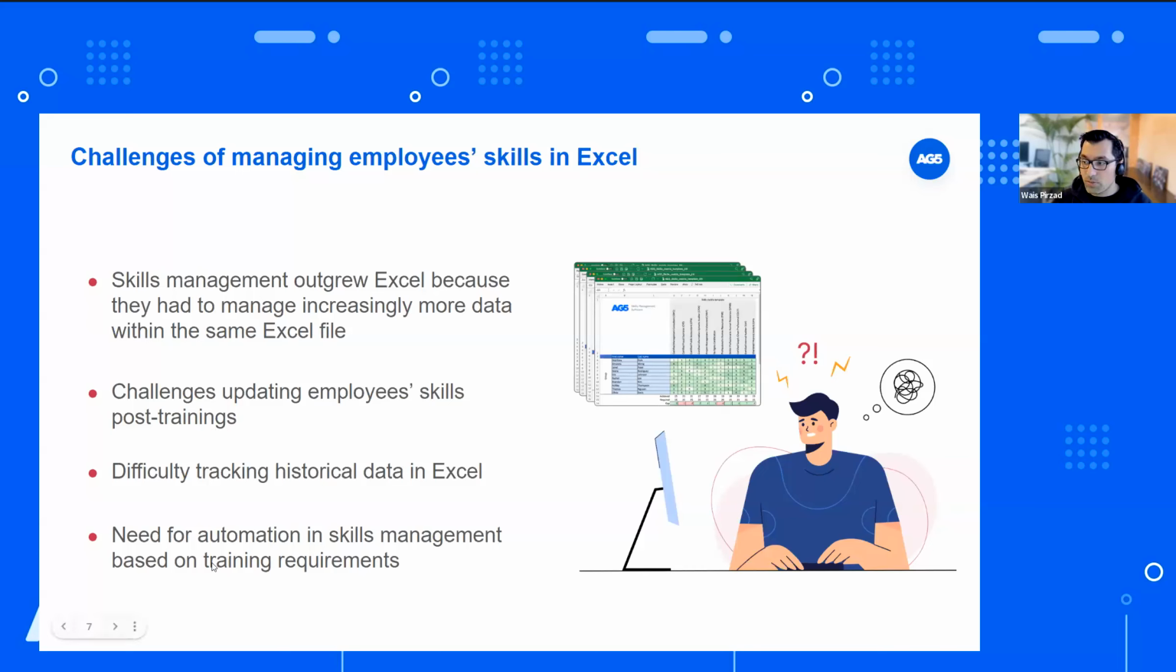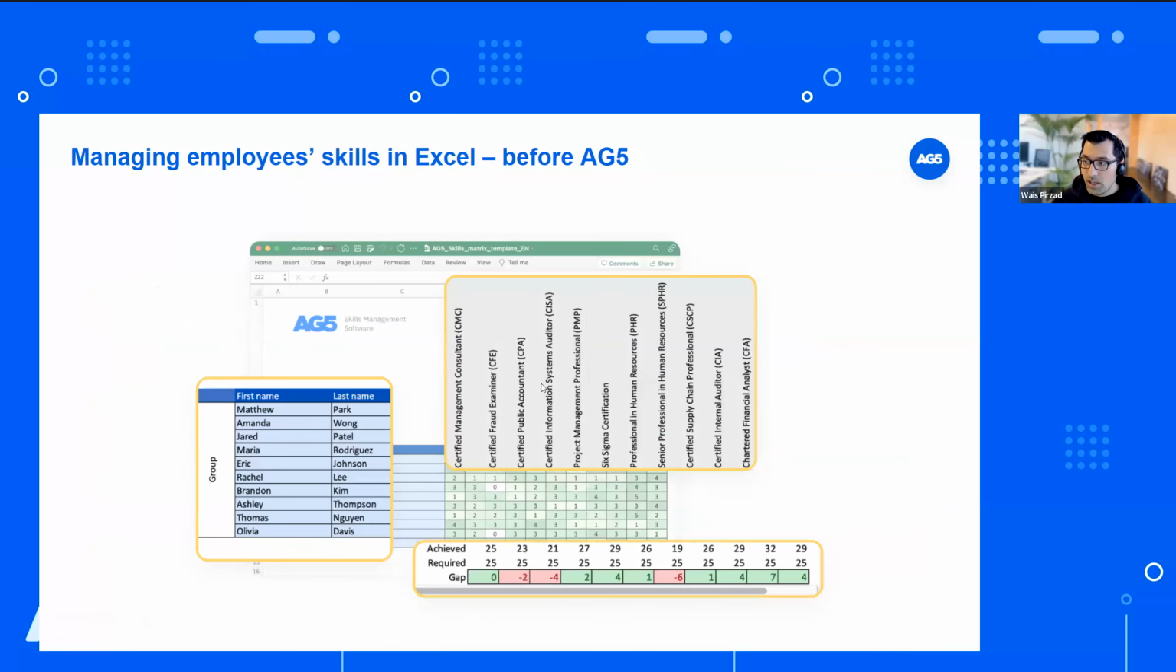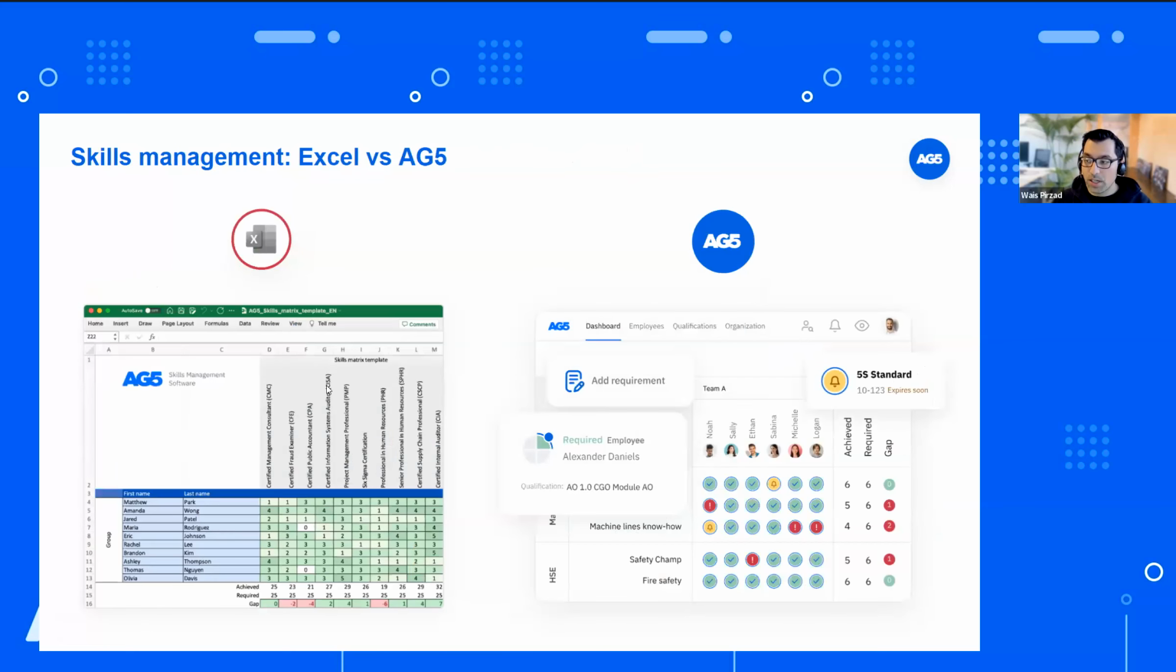So also there was a need for automation and skills management based on training requirements, because you can have regulatory requirements or quality requirements or operational requirements. Managing all of those different requirements to meet your compliance standard is challenging using Excel. So these are mainly the challenges that many organizations experience while using Excel. And we will show you today basically how it is done in Excel, in the different parts of Excel, the capabilities of Excel that we will highlight that are used for skills management, compared to AG5, and how you can do the same in AG5.